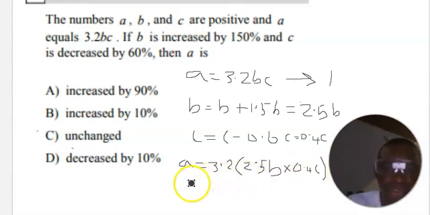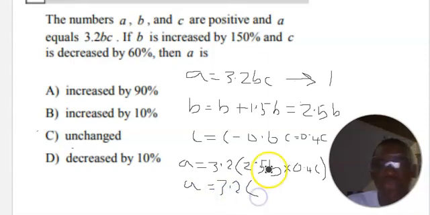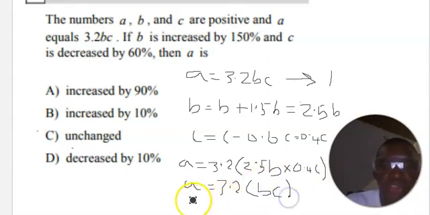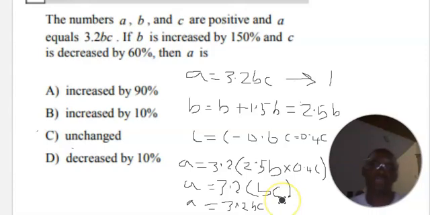When you multiply what you have in the parentheses now, that will give us 3.2, and 2.5b times 0.4c is 1bc. So that's actually just bc. You can multiply that and check with your calculator. So it means therefore that a is still equal to 3.2bc. Are we there? 3.2bc. So you see that there was no change.